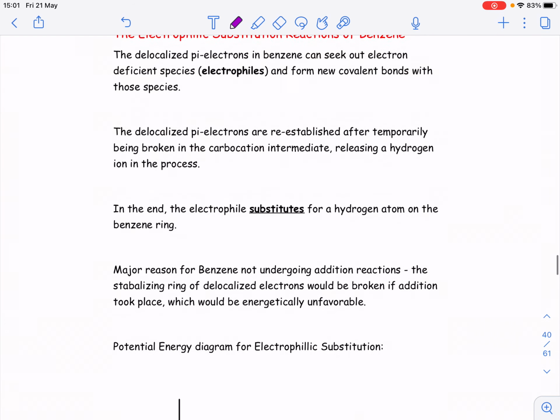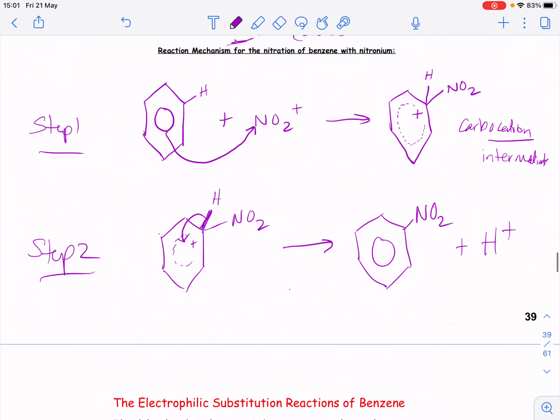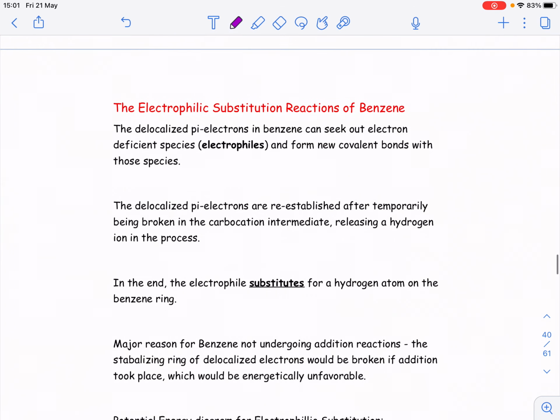Okay? And it's a 2-step mechanism, so a potential energy diagram would have a high first step, and then it would have a lower activation energy second step. The breaking of the delocalized electron ring that happens in the first step has a high activation energy. So the key would be showing that the activation energy of the first step is bigger than the activation energy of the second step. So this is what's called the rate determining step. And it's a two-step mechanism. So two mountains of activation energy to get over. And that's the electrophilic substitution reaction of benzene.